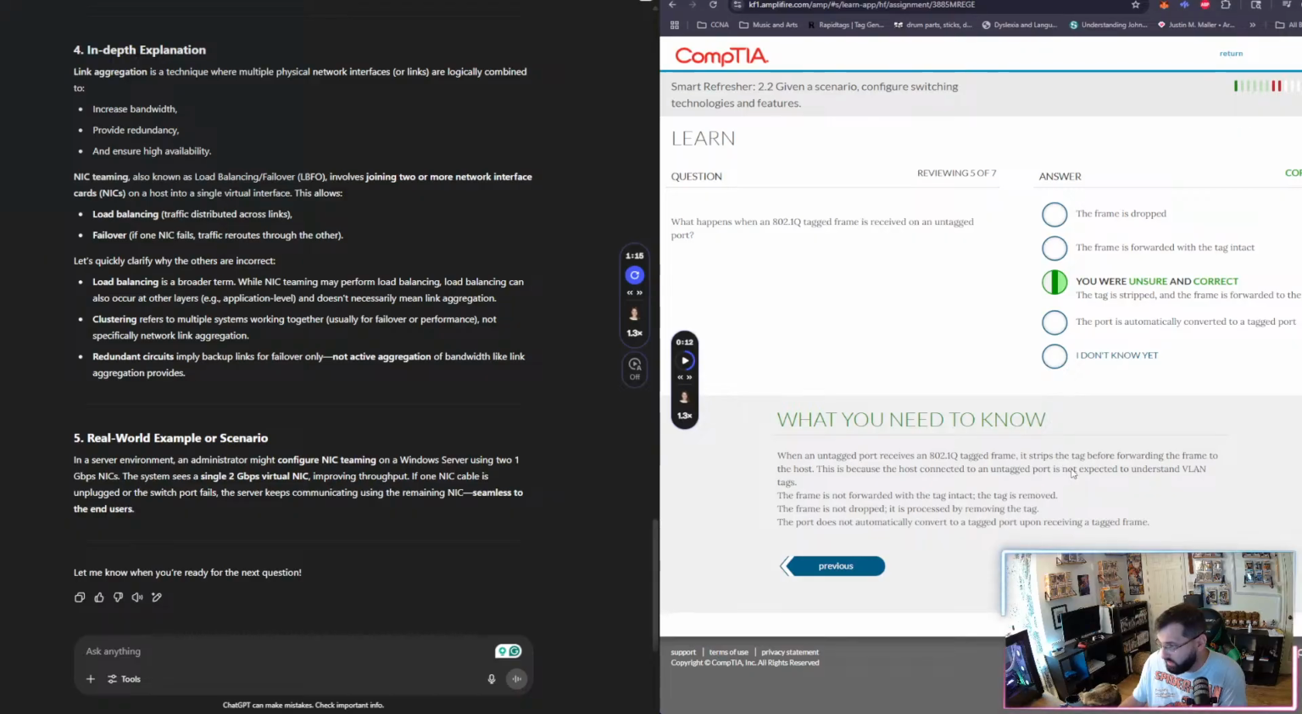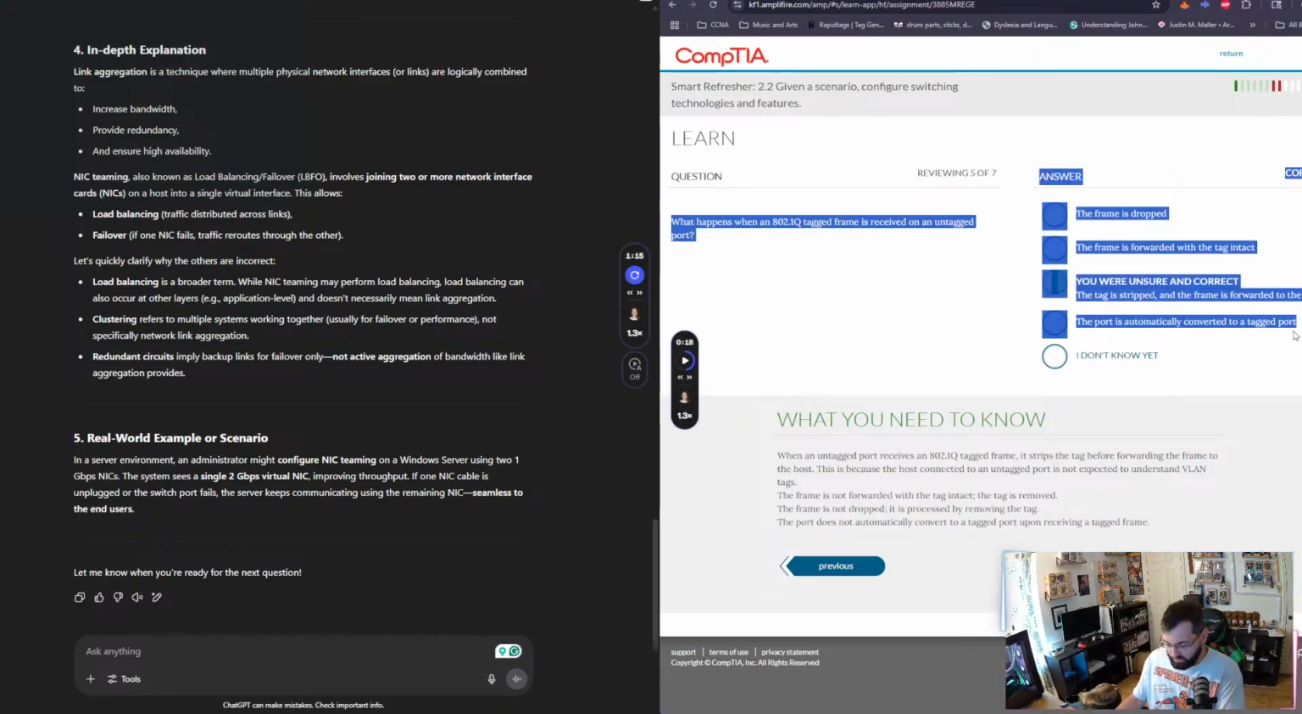There it is. That's what I want to know. Not expected to understand VLAN tags. The frame is not forwarded with the tag intact. The tag is removed. It is not dropped. It is processed and the tag is removed. Okay. I don't know why a frame would be tagged with this. But the tag is stripped and the frame is forwarded to the host. I want the analogy. I want to know what the analogy is.